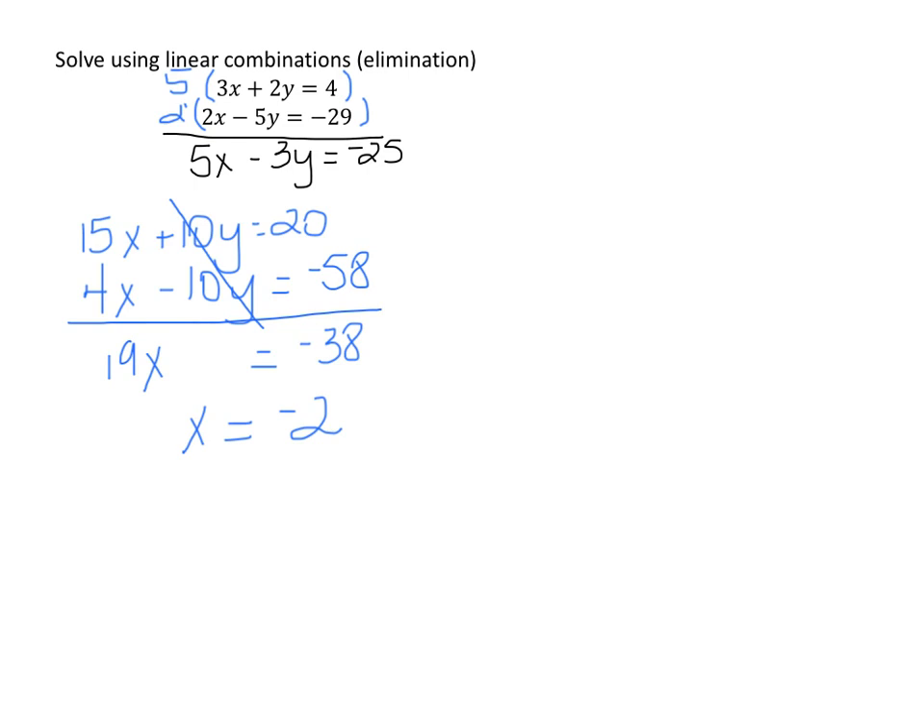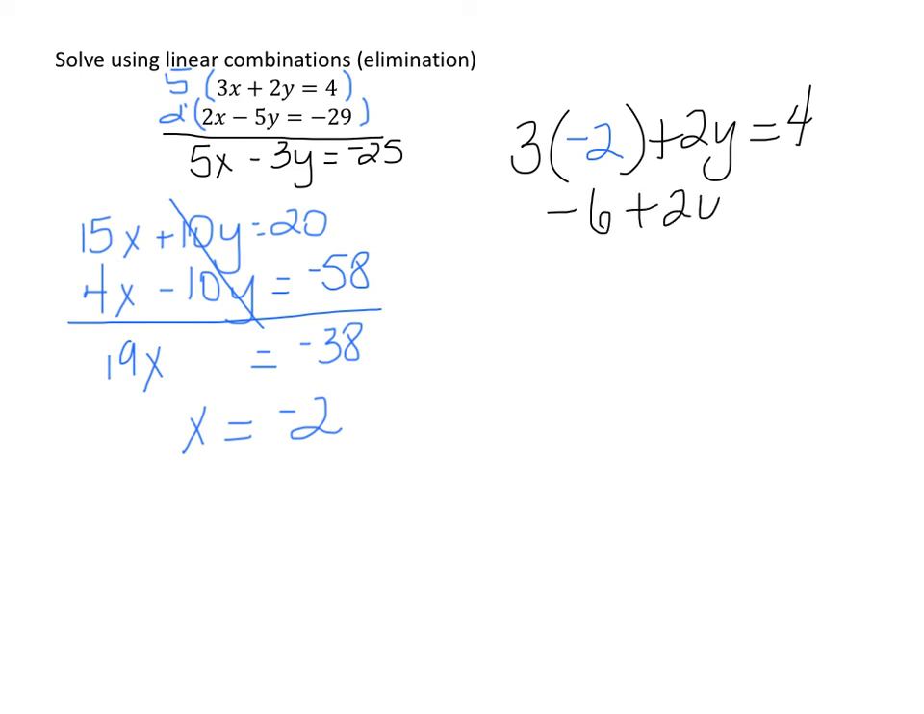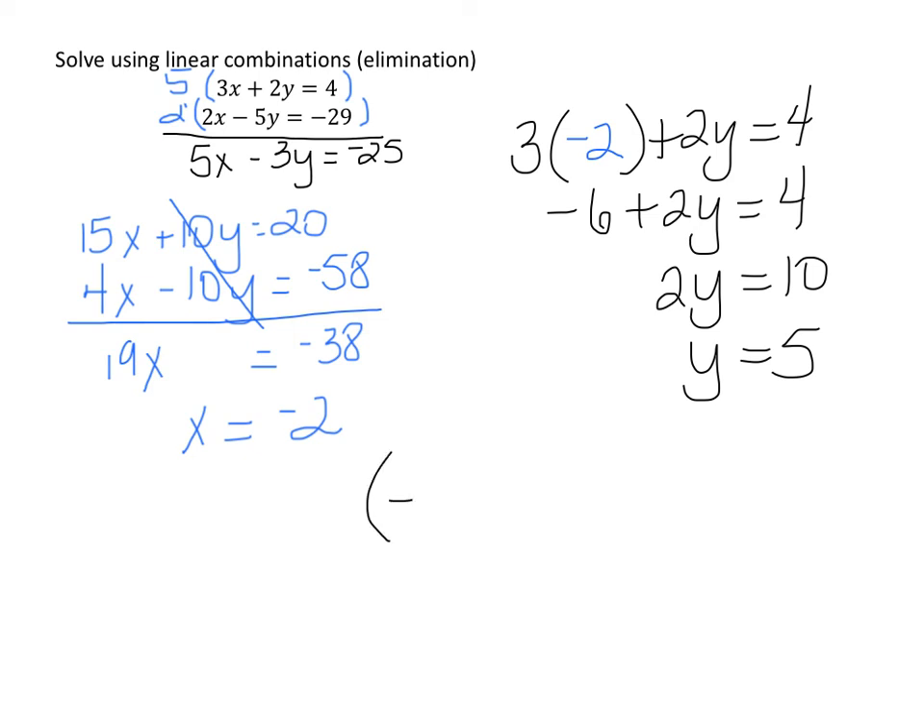Pick the one you like best, plug -2 in place of x, and solve for y. For this system, I'll use the top equation. So I'll say 3 times the -2 that I've calculated plus 2y is equal to 4. So the solution is -2, 5. We will look at solving by graphing on your graphing calculator in class.